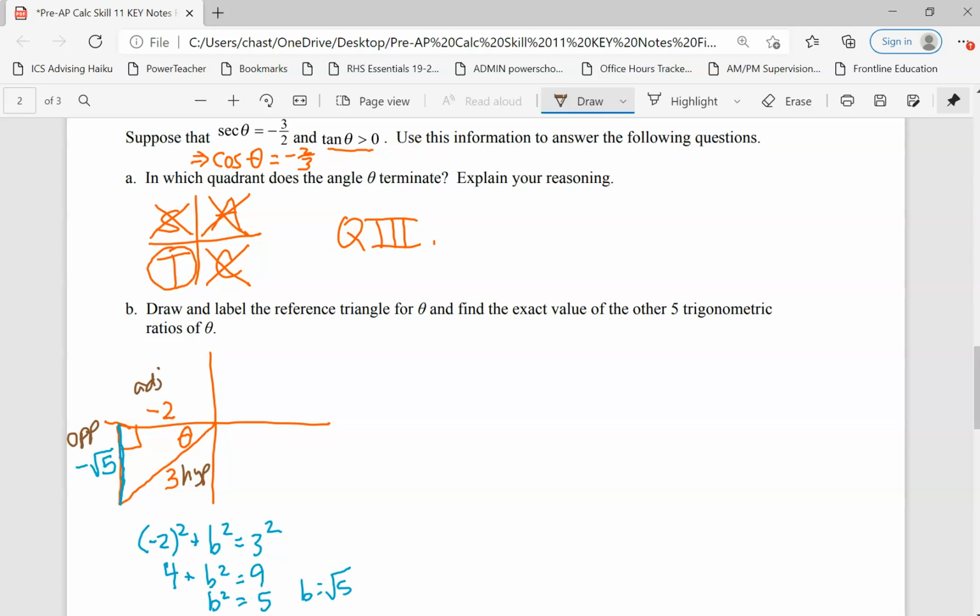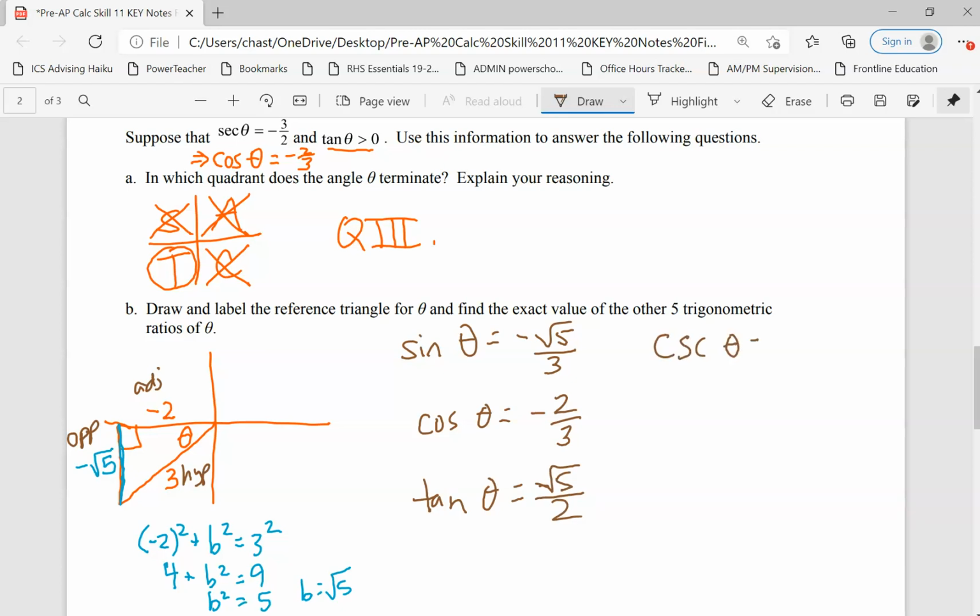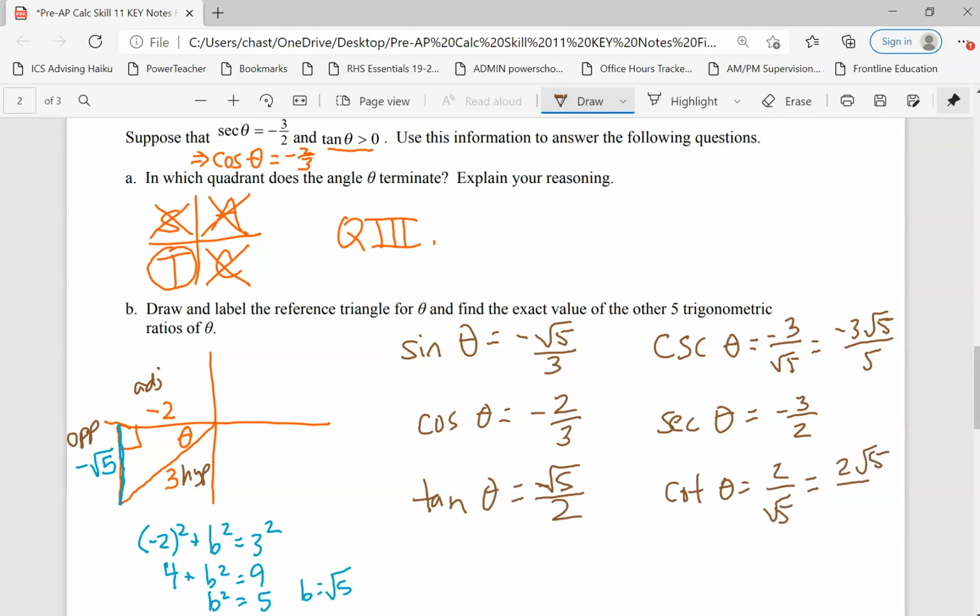So now we're going to find the other trig values. Sine theta is going to be the opposite over hypotenuse. Cosine theta, we already know that'll be negative 2/3. Tangent theta is going to be positive radical 5 over 2 because we have the two negatives that would divide out. Cosecant theta is going to be negative 3 over radical 5, which is negative 3 radical 5 over 5. Secant theta we know is negative 3 over 2. Cotangent theta will be 2 over radical 5, which is 2 radical 5 over 5.